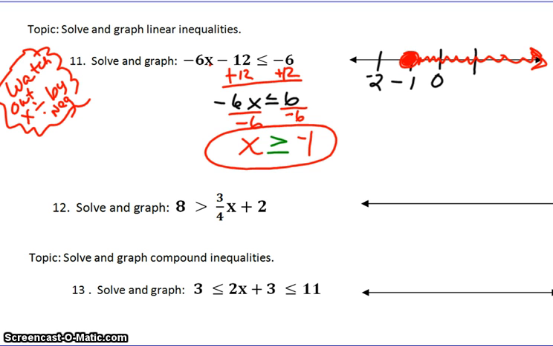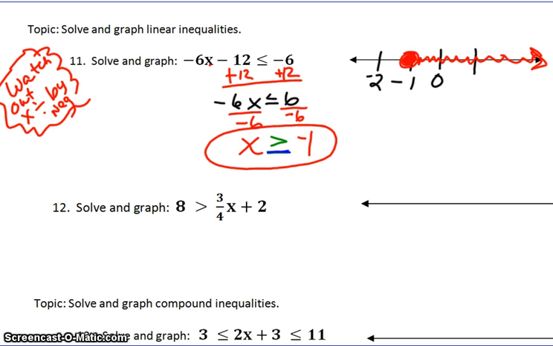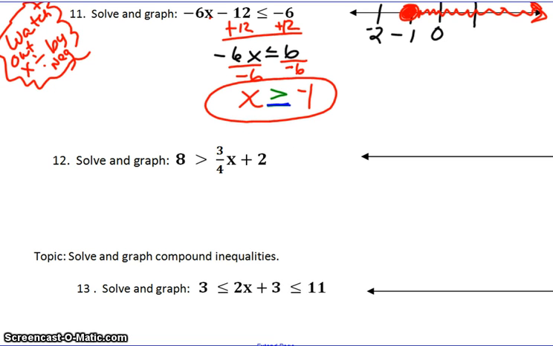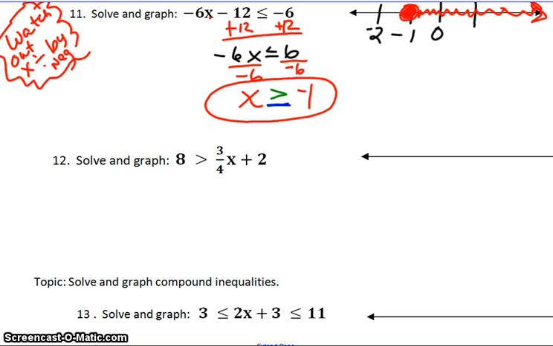In number 12, we have a case where it couldn't be the actual answer, so I'm going to show what the difference is. The filled in circle is what happens because of this or equal to sign here. That's why we have the filled in circle. I'm going to go through an example in 12 of what we do if we don't have an or equal to sign. So let's look at 12 now. Looking at this, I see we have a fraction.